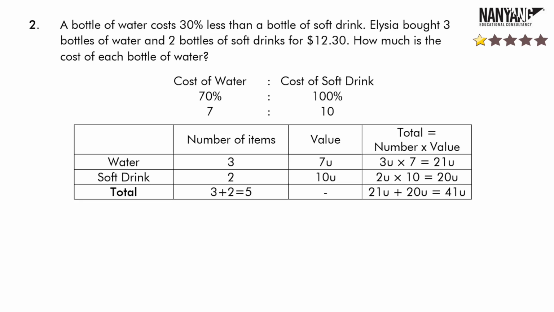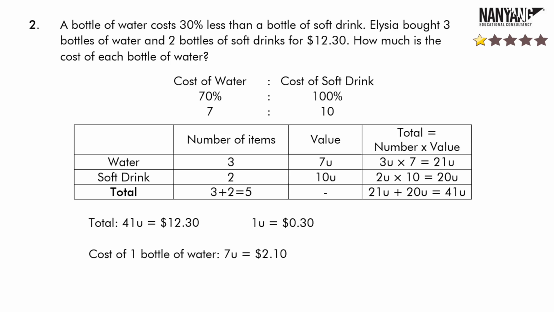So the total will be 41 units, and that will be $12.30. That's our cost. With that, we can find out that 1 unit is 30 cents because we take 12.30 divided by 41. And now we can find the cost of 1 bottle of water. As our table says, this is 7 units, which is 7 times 30 cents, and that will give us $2.10. So that's our answer.